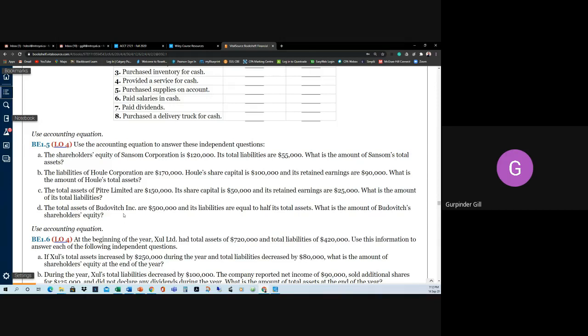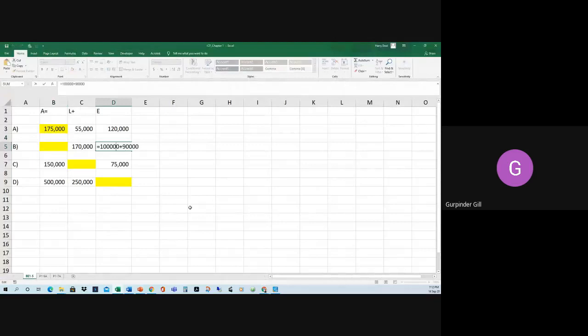Now, think of your equity section as made up of two components. One is the share capital. The other one is the retained earnings. The share capital is 100,000 and retained earnings is 90,000, which means your equity is 190,000. So $190,000 of equity plus liabilities of 170,000 gives us assets of 360,000. It has to be, because it has to match.